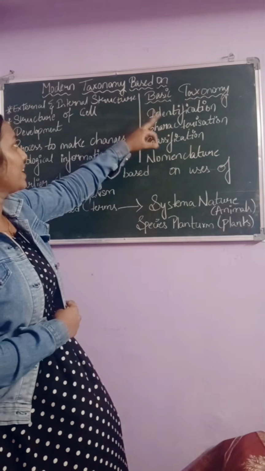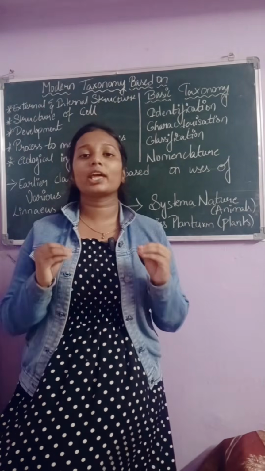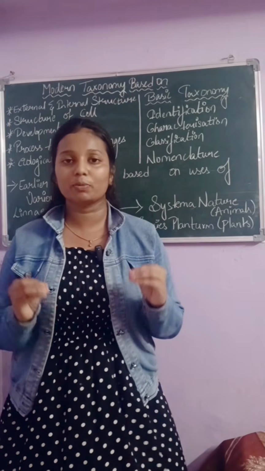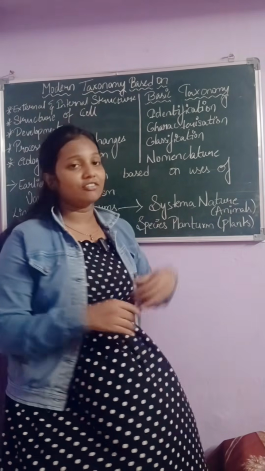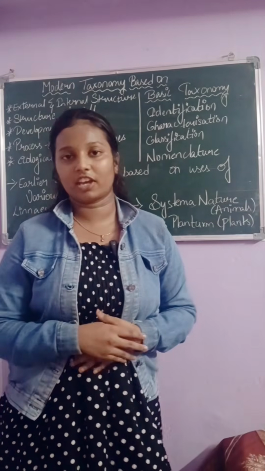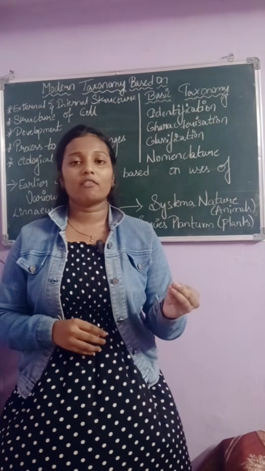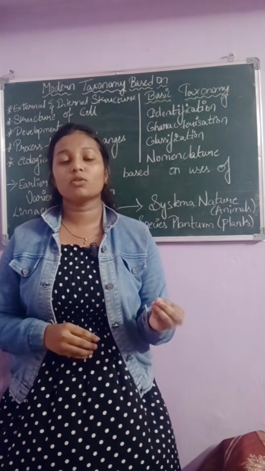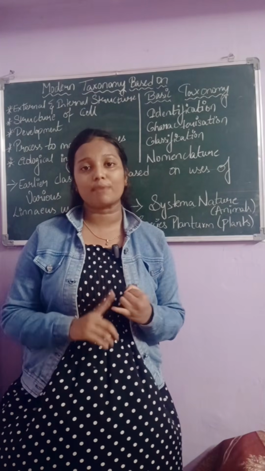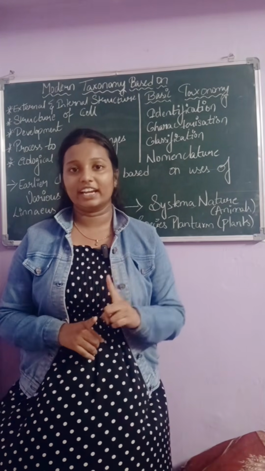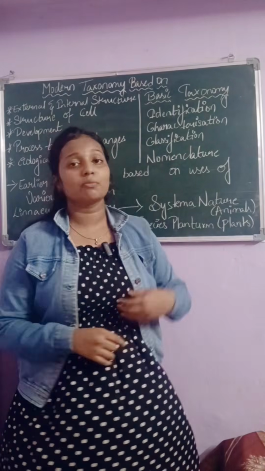The next, basic taxonomy. So to name an organism, what are the terms that should be used? First is identification, characterization, classification, and nomenclature. What is meant by identification? When you're seeing that particular organism, you should identify whether it is a plant or animal. That is identification.